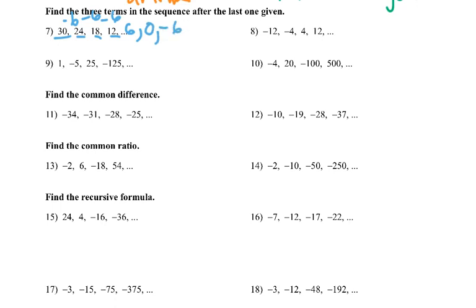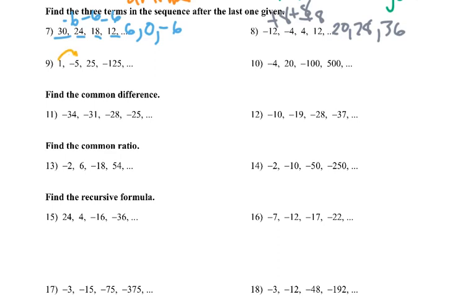And that one's complete. If we look at number 8, negative 12 to negative 4 to positive 4 to 12. Well, 4 to 12 we'd be adding 8. Negative 12 to negative 4 we'd add 8. So we're adding 8 each time, so I'd get 20, 28, and 36.